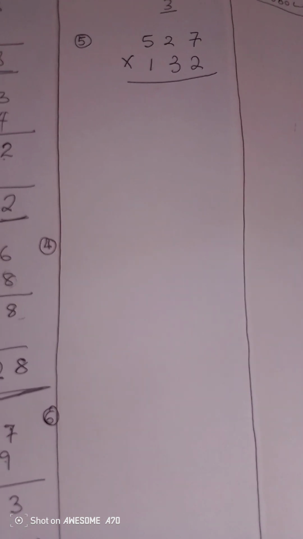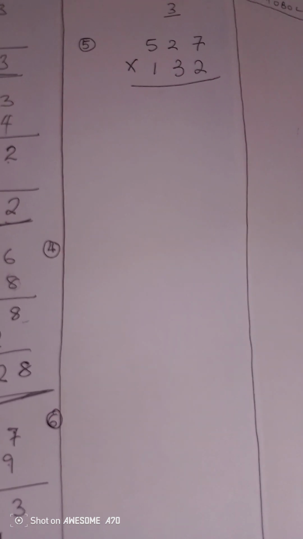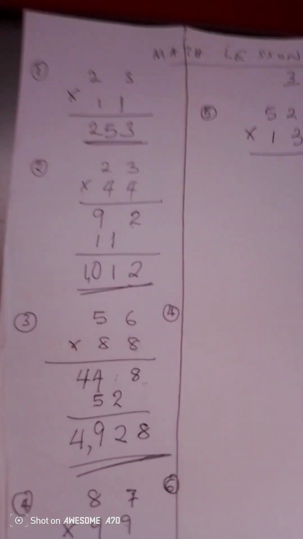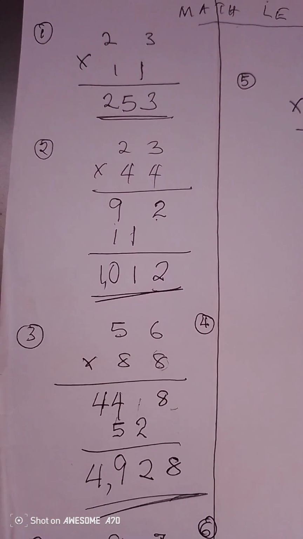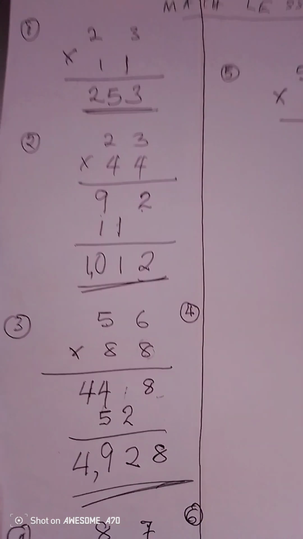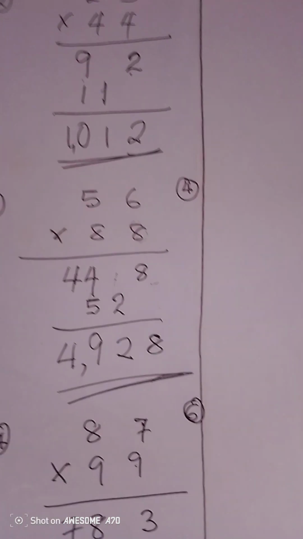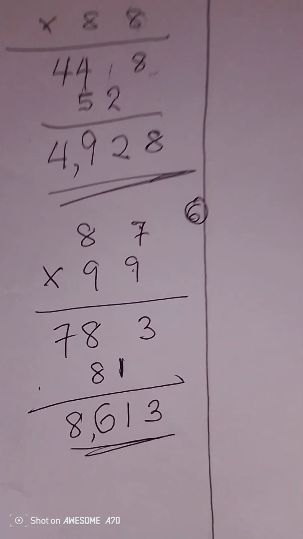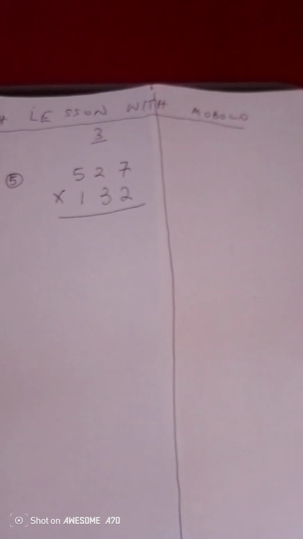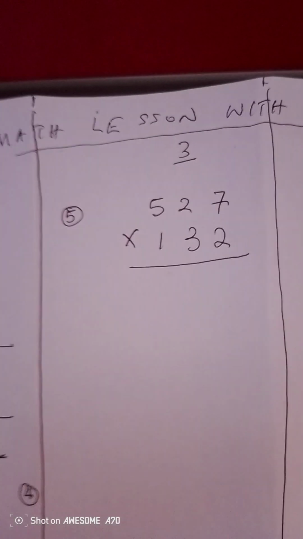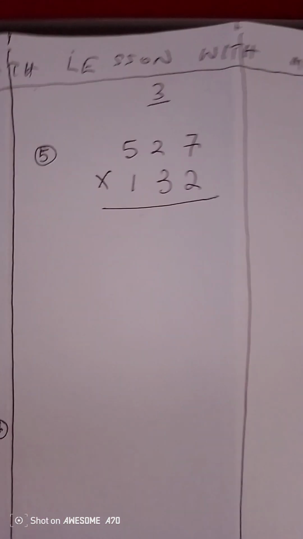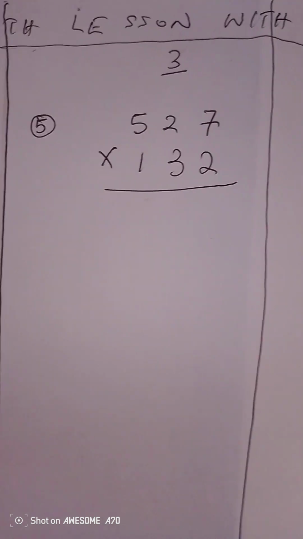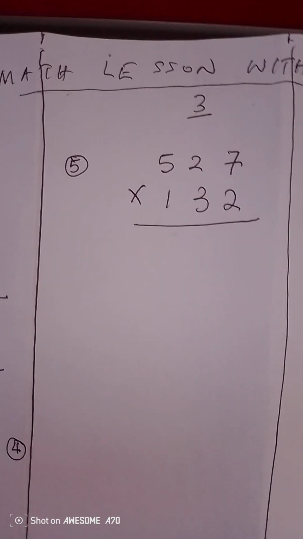So we assume this number as, if you can remember what we used to multiply in the other cases, like when you have 23 multiplied by 44, used 4 to multiply. When you had 56 multiplied by 88, you used 8 to multiply. When you had 87 multiplied by 99, you used 9 to multiply. Now that you have 527 multiplied by 132, what do you use to multiply? Of course, the multiple of 11, which is what? 12. 12, because 132 is 12 multiplied by 11. So it's like this 132 is like having 12 in 2 places.